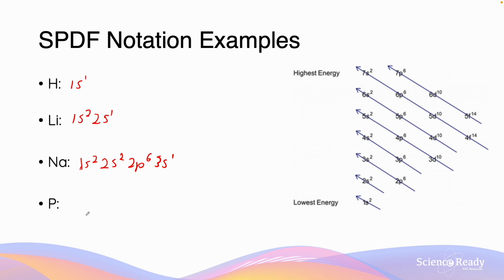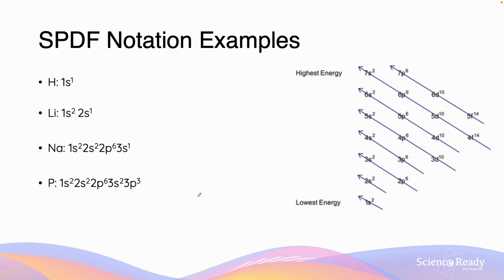Phosphorus has 15 electrons. So there will be 1s2, 2s2, 2p6, 3s2, and after 3s2, we've now used up a total of 12 electrons. There are 3 remaining electrons, and they will go into 3p. So that will be 3p3. Here we can check our answers.